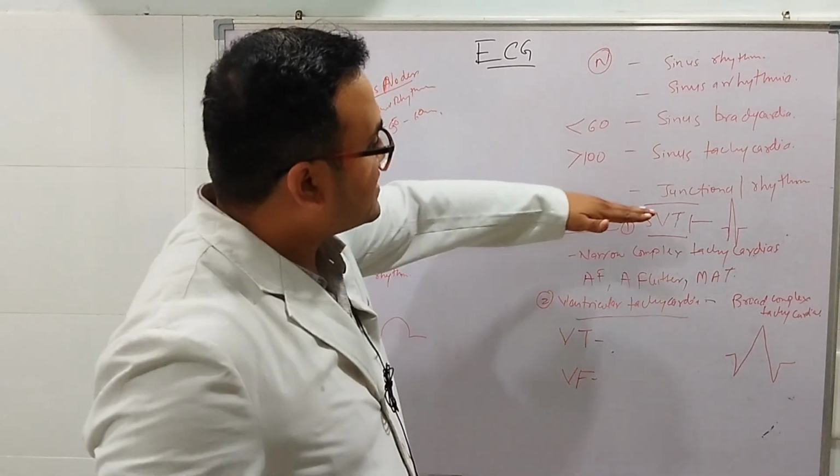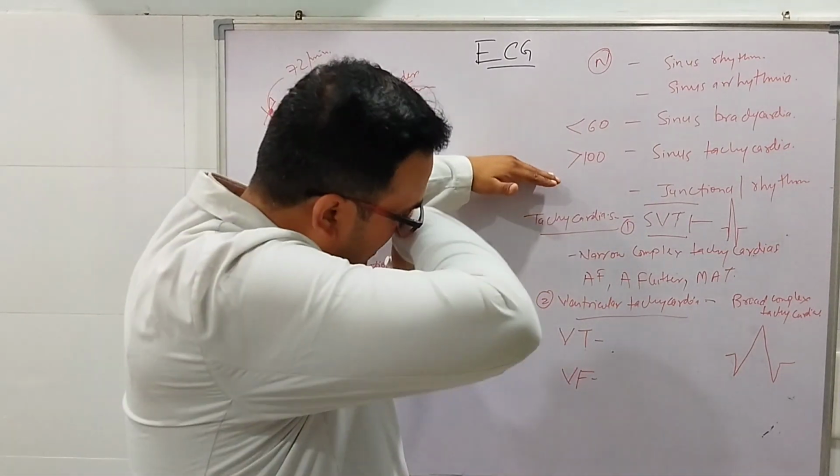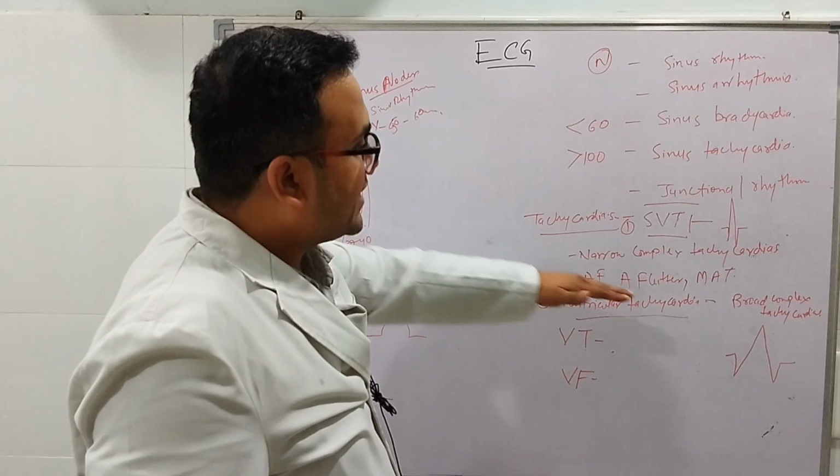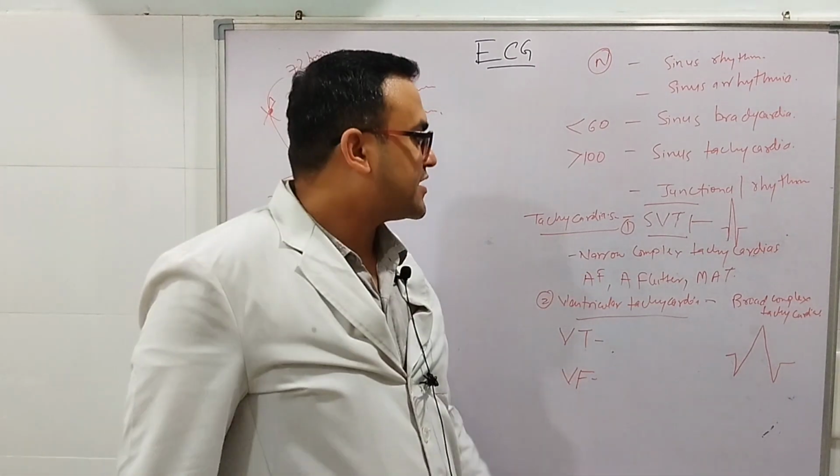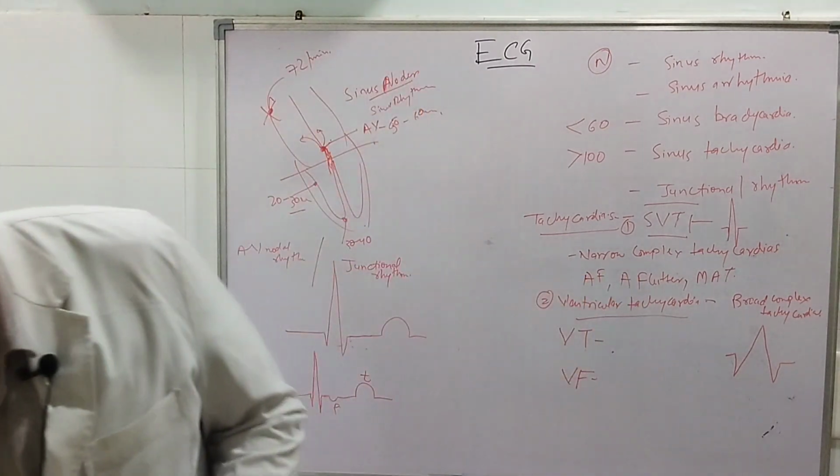Now one by one I have discussed till junctional rhythm. Now I will discuss atrial fibrillation, atrial flutter, and multifocal atrial tachycardia, the narrow complex tachycardias.